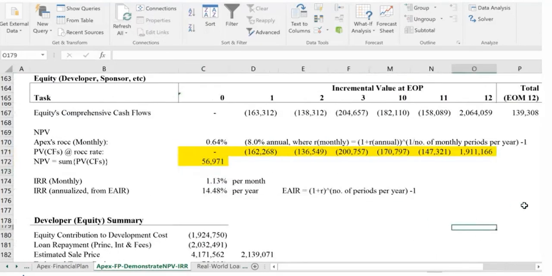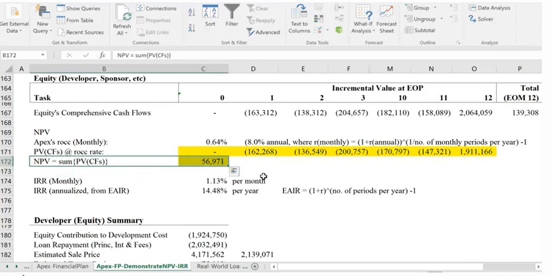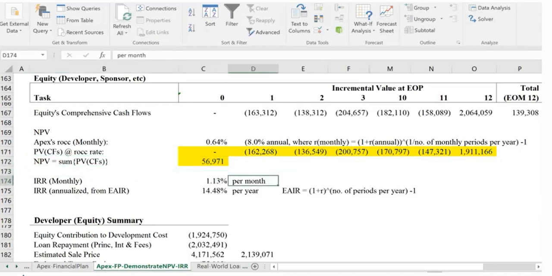56,971. Also, I did use the Excel IRR formula to calculate the developer's IRR here. Again, not recommended for developers. NPV is always bulletproof for the equity sponsors of any project. Okay, that's it. So I hope that's helped you understand how to compute these quantities that you see in the spreadsheet in Excel.